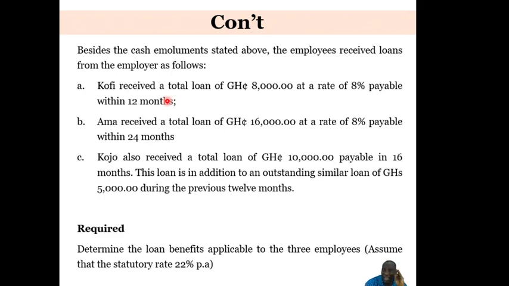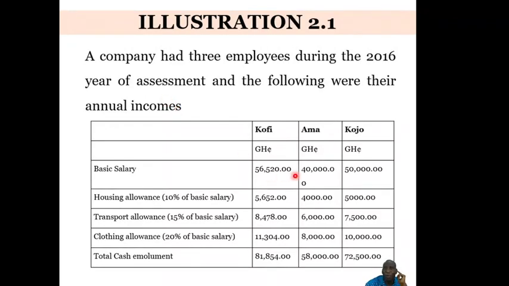Then number 3, the amount of the loan. Here we don't have any similar loan outstanding for the last 12 months. So the amount of the loan is 8,000. You have to go and calculate 3 months of the basic salary of Kofi to find out whether the loan has exceeded 3 months of the basic salary. If it has not exceeded, then there will be no quantification for Kofi. So here I'll come and take Kofi's salary. We are looking for 3 months of the salary. So you find 3 over 12 times 56,520. Okay, that's a big salary.